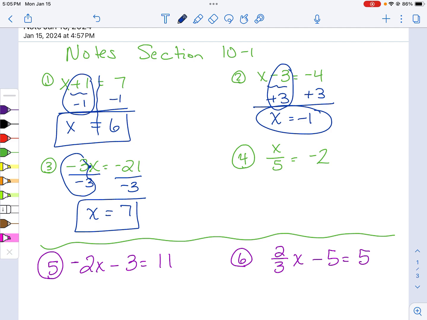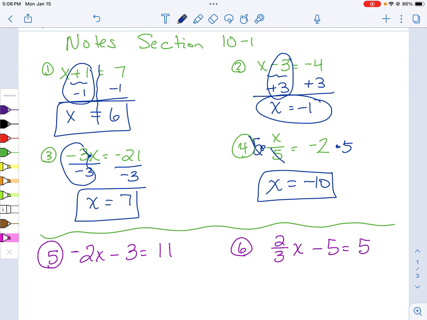On the last review example from Friday, we've got x over 5 equals negative 2. So again, here we have division. So the opposite of division is multiplication. So I'm going to multiply both sides by 5. That way the 5 on top and the 5 in the denominator reduce, right? 5 divided by 5 is 1. So on the left side, I just get x. And then the other side, I get negative 10, right? A negative times a positive is always a negative. So those are problems that you should remember from middle school or from last year.